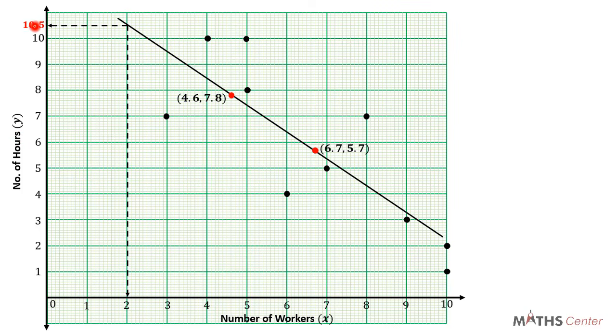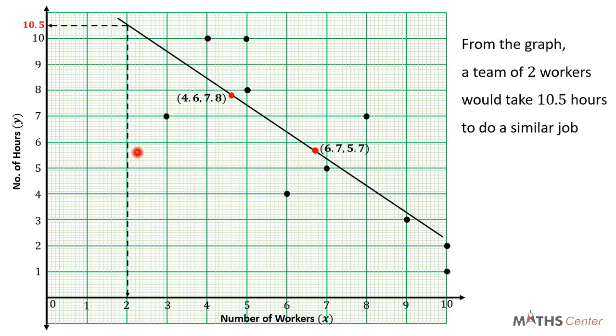On my graph sheet, when I read the value, I'm having 10.5. What it means is that it will take 2 workers 10.5 hours to complete the job. And so from the graph, a team of 2 workers will take 10.5 hours to do a similar job. And so using the regression line or the line of best fit, you have been able to predict how one variable will change as the other changes, how the number of hours will change as the number of workers changes. So far, we have solved about 3 questions on drawing the line of best fit by inspection.